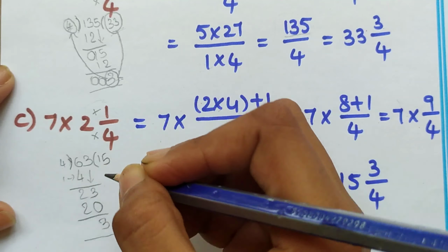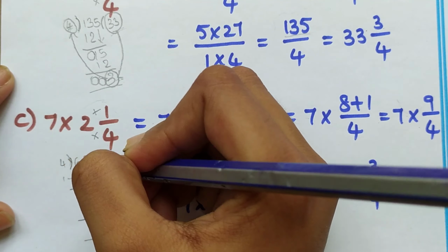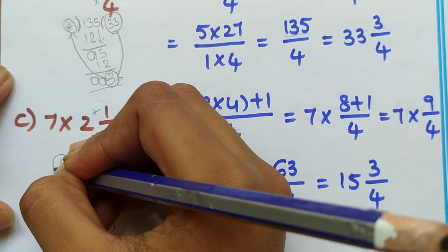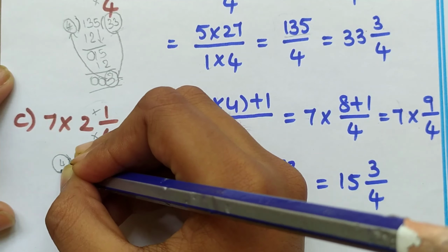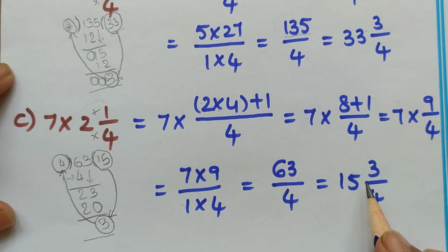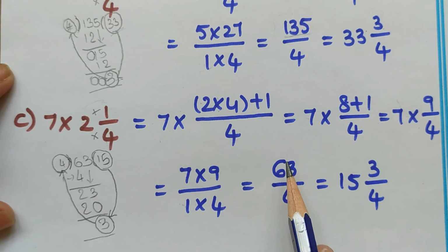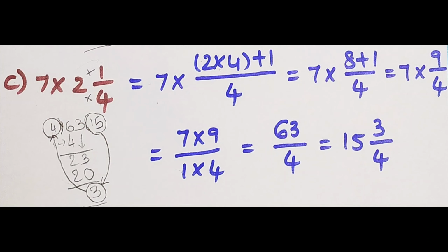Now let us write the numbers from right to left. First the 15 and then 3 and then 4. So 15 3 by 4. See here friends, by converting 63 by 4 improper fraction into mixed fraction, we get 15 3 by 4. Therefore the answer for this question 7 into 2 1 by 4, C bit, is 63 by 4, nothing but 15 3 by 4. Is it clear friends?